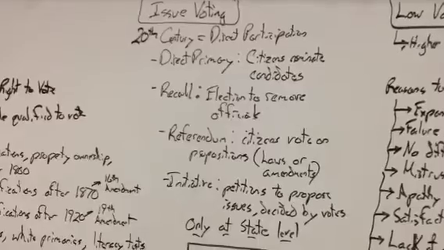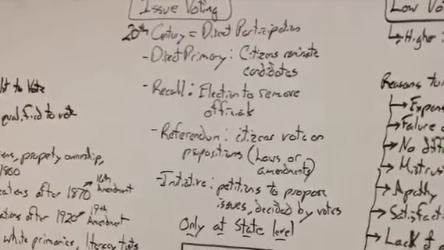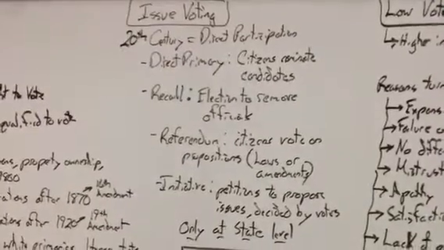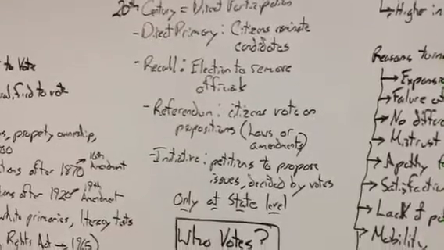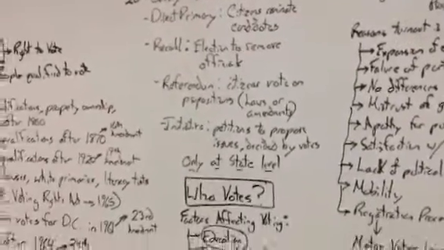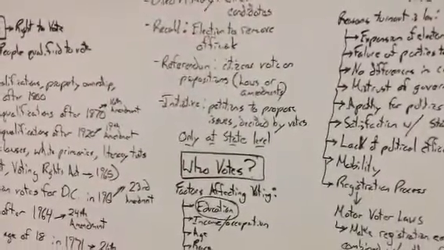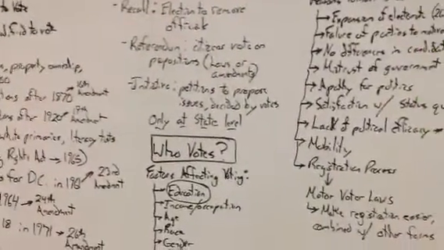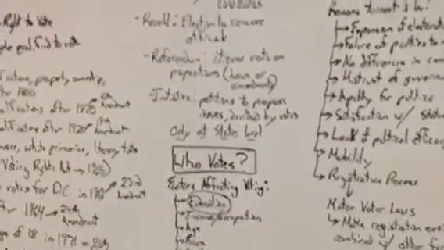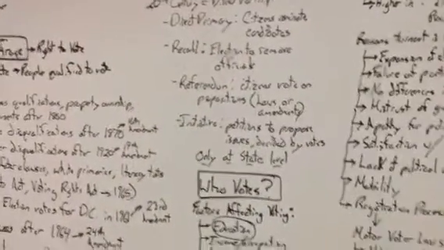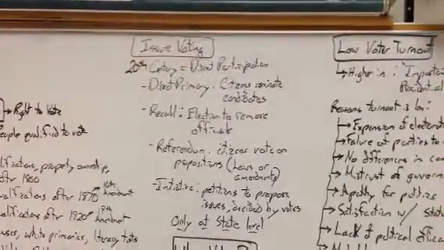Some states allow their voters to hold recall elections, which are elections to remove public officials before their term of office expires. We also see referendums in some states where citizens can vote on propositions, which are laws or amendments to their state constitutions. In some states, we also see initiatives, which are petitions to propose issues to be voted on as referendums, and of course those are put forward by voters as well. They're both forms of direct participation.